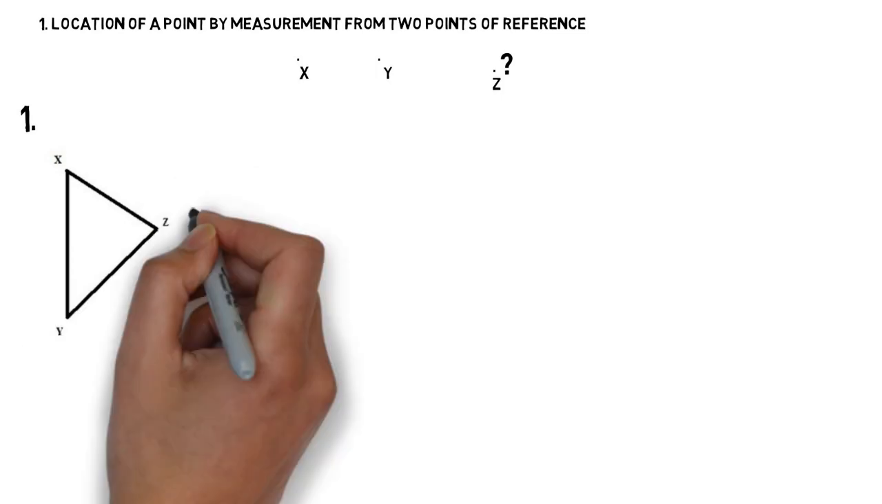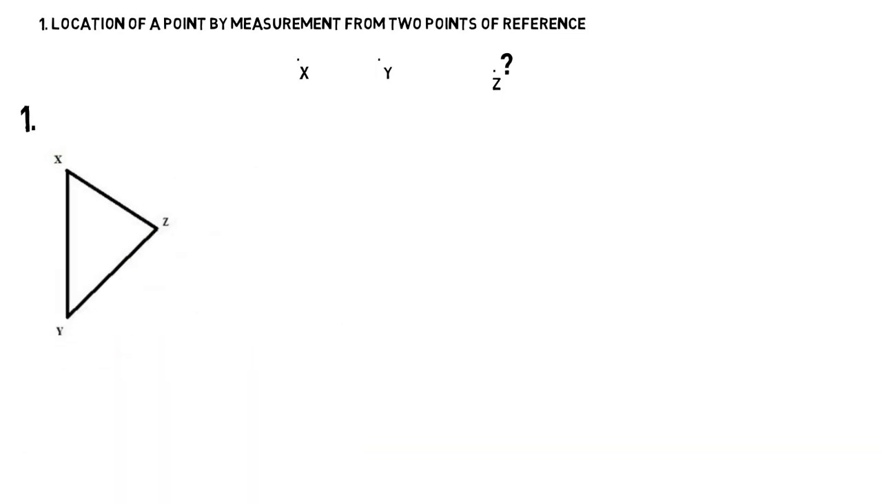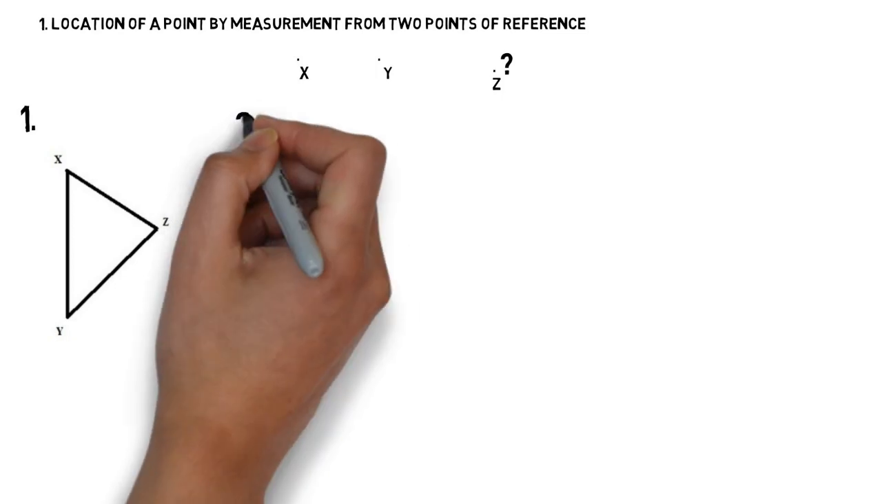Now with the help of X and Y, those reference points, any point Z can be located on the ground by following direct methods. Case number 1. The distances XZ and YZ are measured, then point Z can be located by swinging arcs from X and Y of the respective distances. This principle is used in chain surveying.